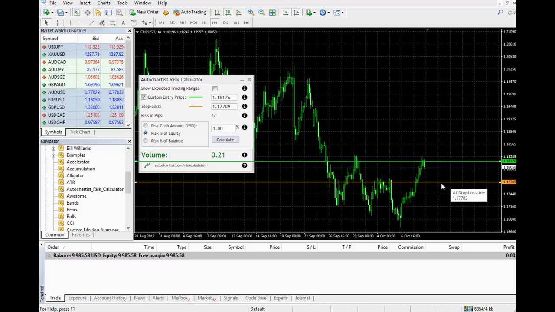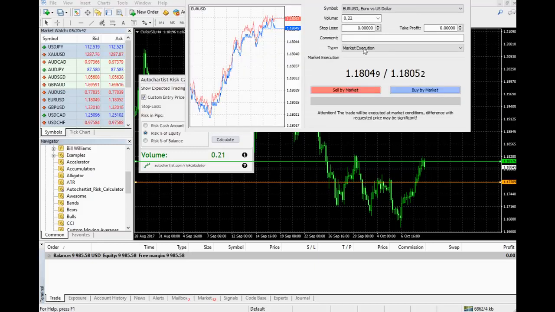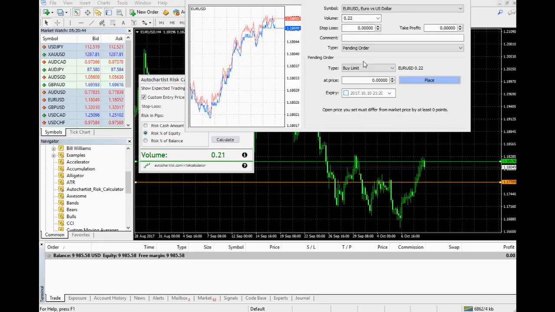Once again, with every change you make, the volume value changes. In this example, we see that if we plan to place a buy stop position on euro dollar, and we want to risk 1% of our capital, then we need to set our volume as specified in the risk control panel, like this.